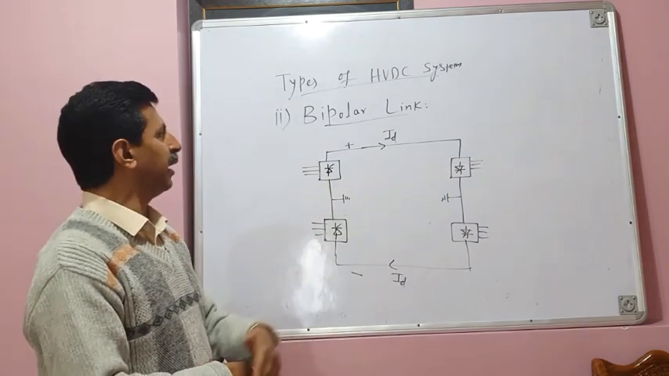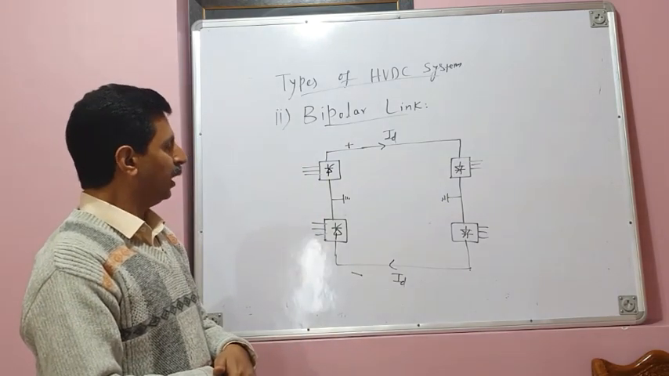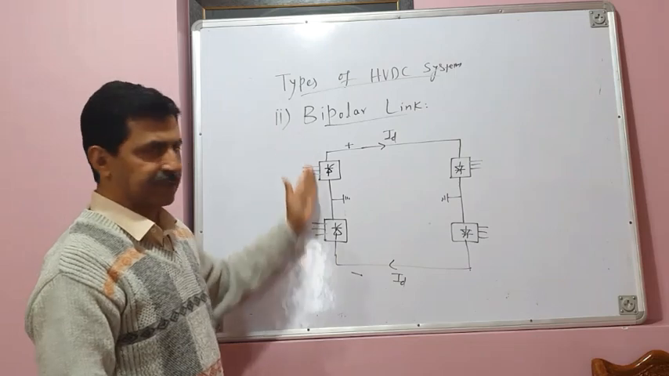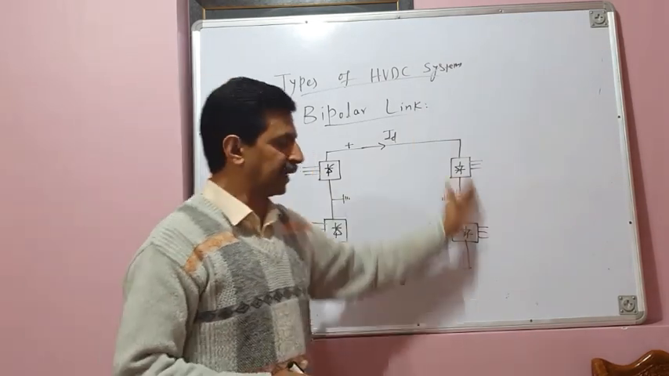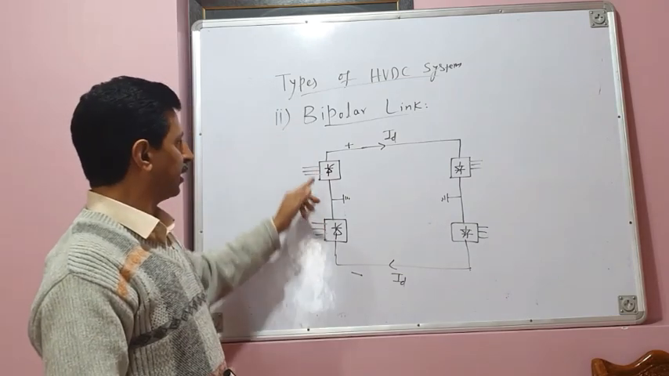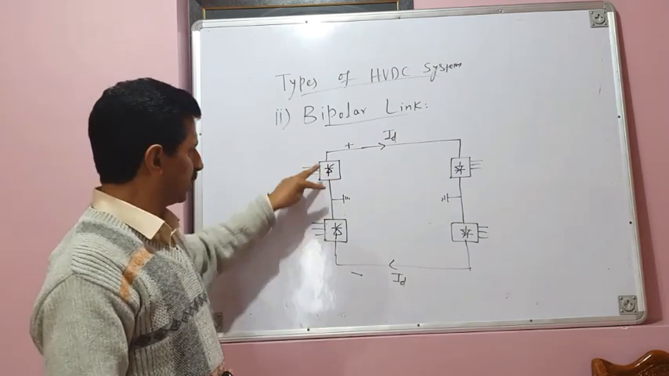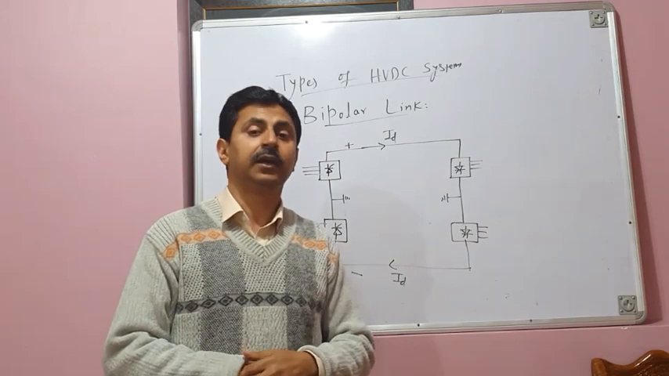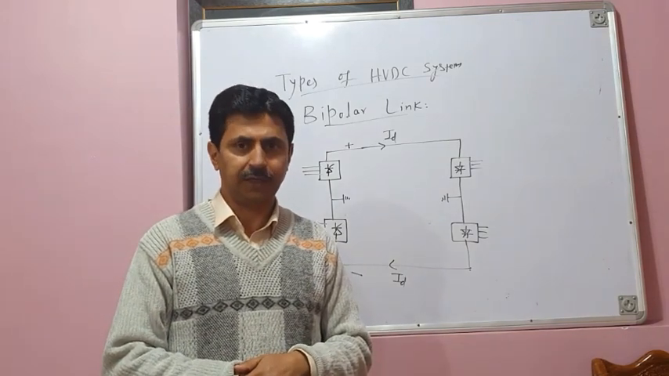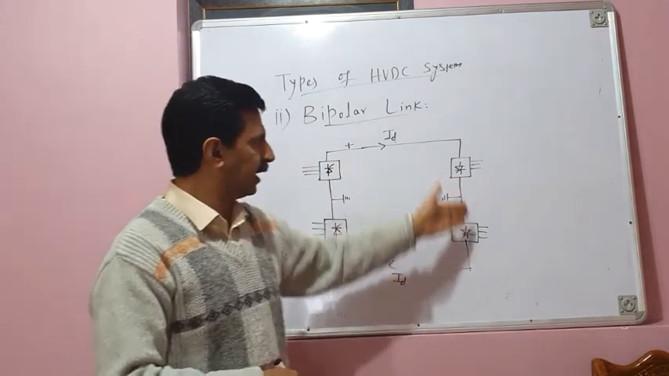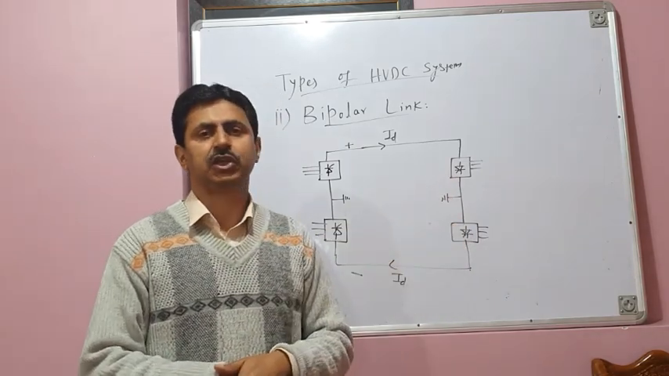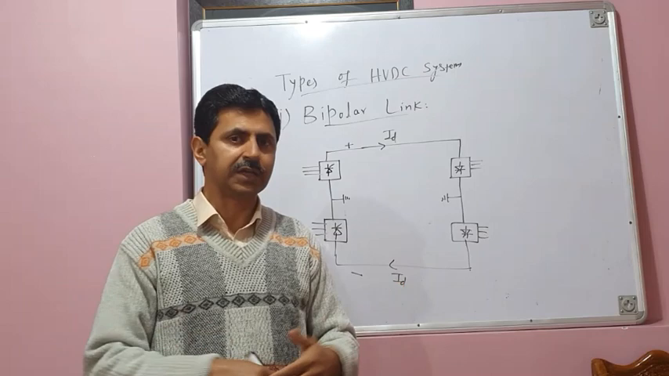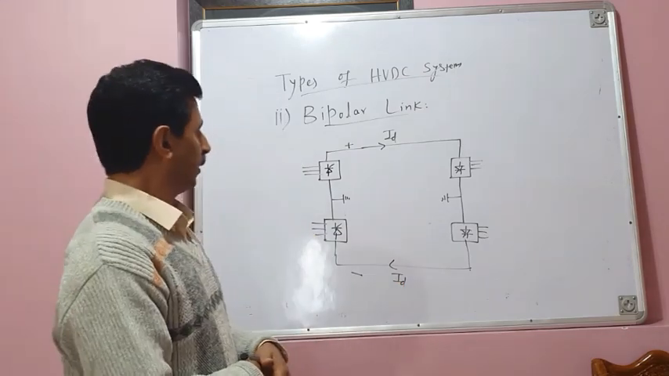Now we can see in the bipolar link, each terminal, it's a two terminal HVDC network. This is one terminal and this is another terminal. Each terminal comprises two converters which are connected in series and they share the voltage equally. Similarly, on this side, there are two converters connected in series, and they share the voltage. They have equal voltage ratings, right?